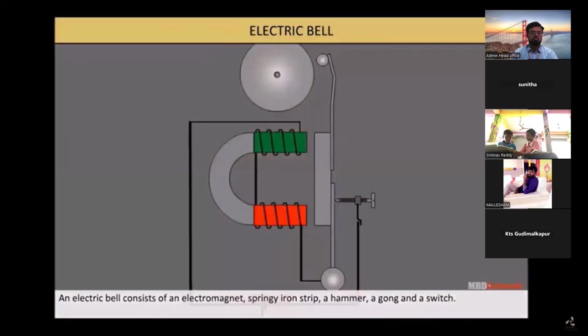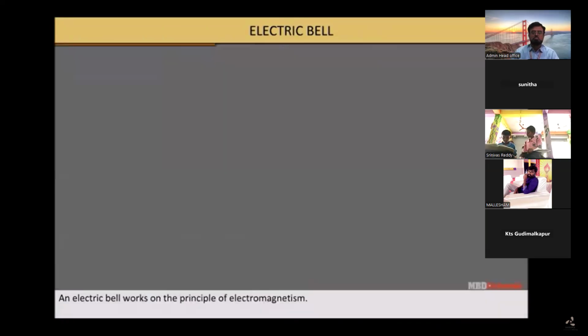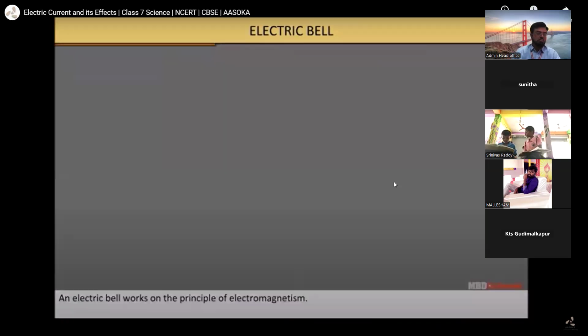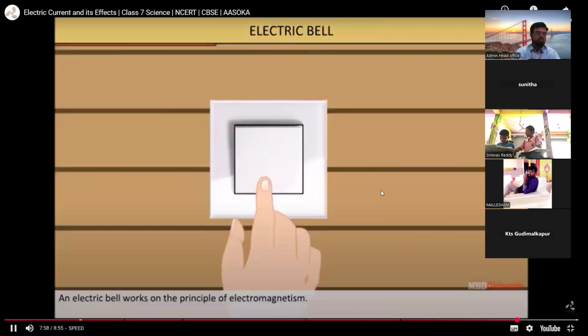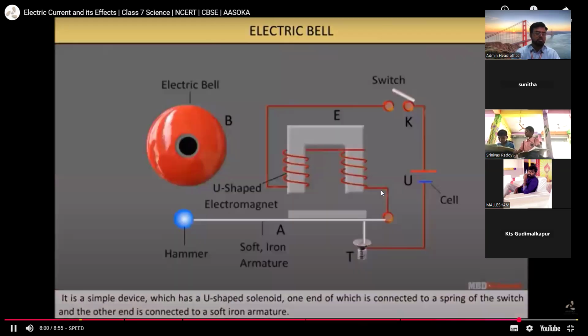An electric bell consists of an electromagnet, a springy iron strip, a hammer, a gong, and a switch. An electric bell works on the principle of electromagnetism. It is a simple device which has a U-shaped solenoid, one end of which is connected to a spring.